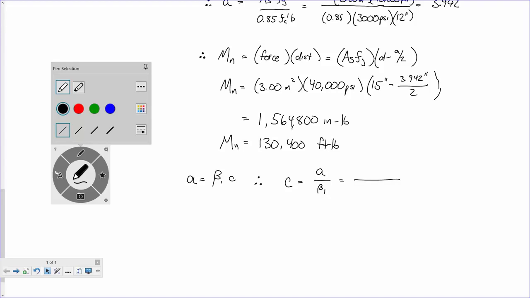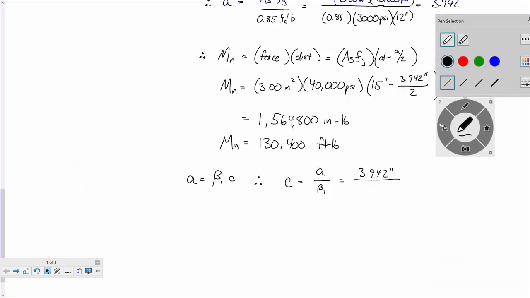Now A, that's simple. 3.942 inches. What's beta 1? Well, go to our handy-dandy little guide. I know this equation looks like a mess, but here's a simple way of interpreting that equation. I'm going to draw it over here on the left. So watch this, this little beta 1 equation. I'm going to say fc prime in PSI, and I'm going to say, what's beta 1?